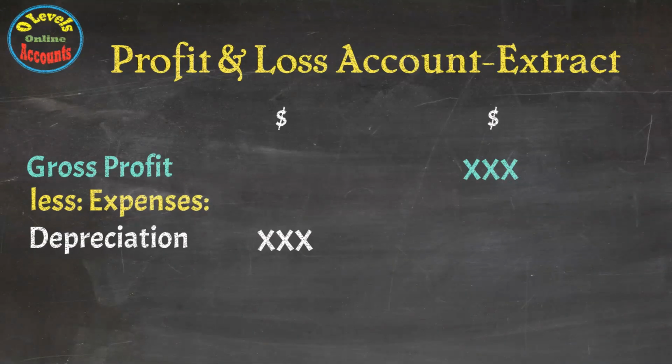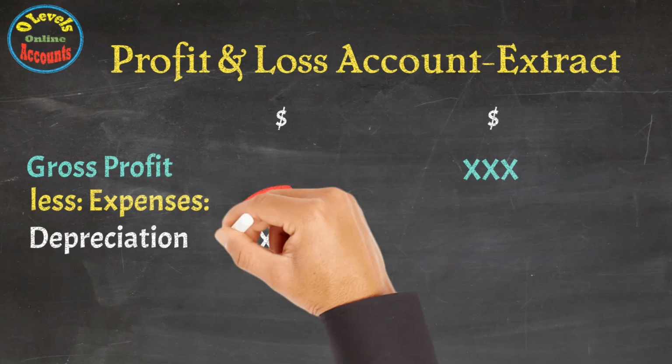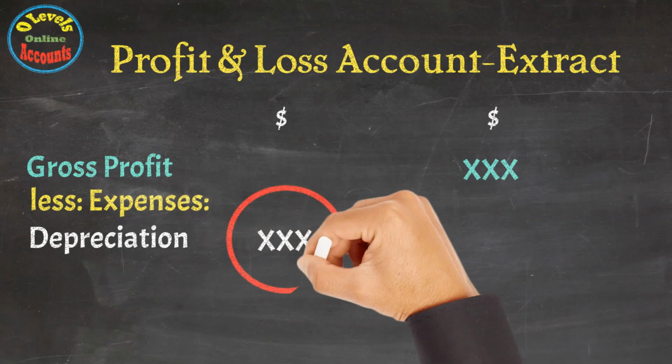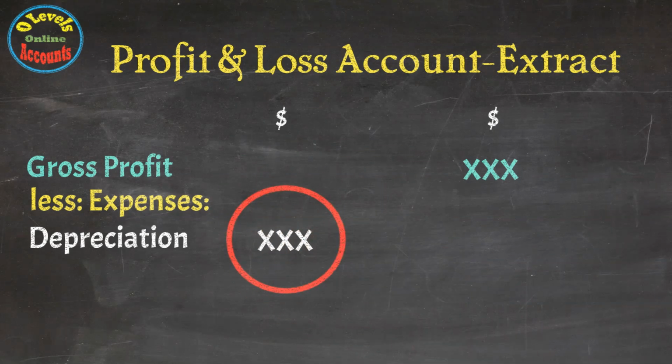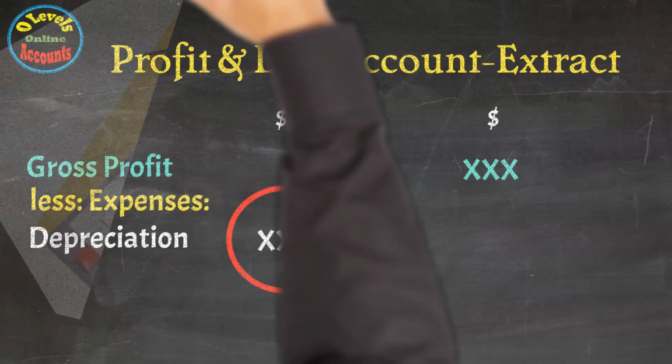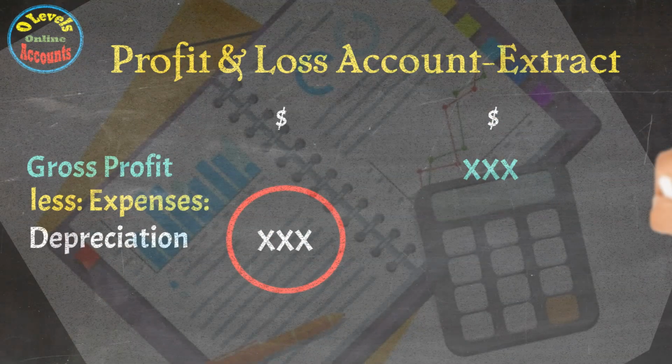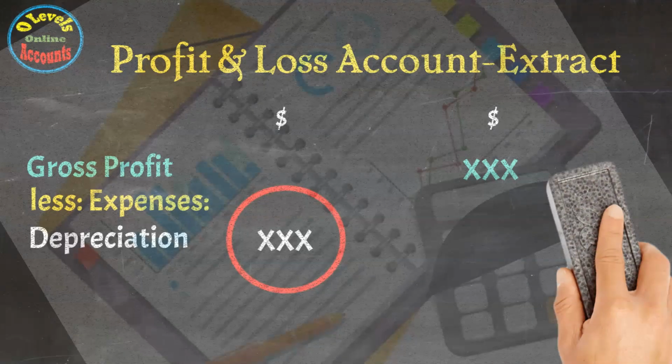Final tip regarding the profit and loss account: the extract or position of the depreciation account in it. The depreciation account should be placed under the expense heading while preparing the profit and loss account. The examiner normally asks to prepare the extract of the P&L in the exam.